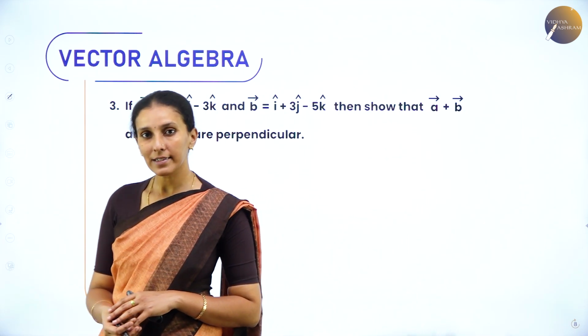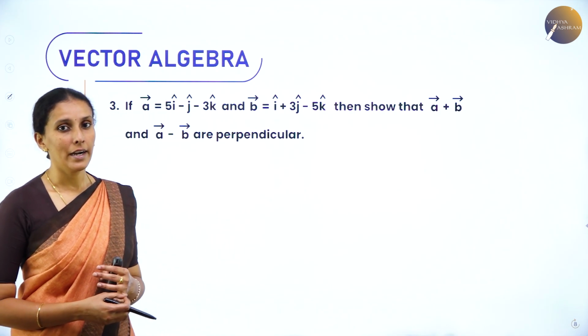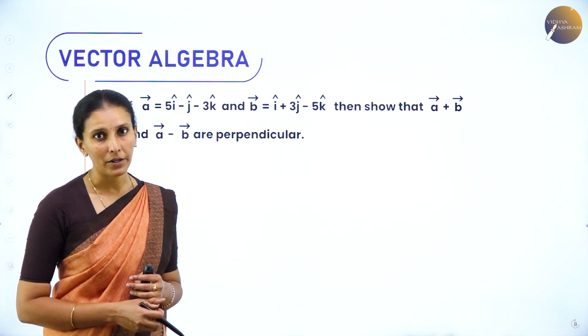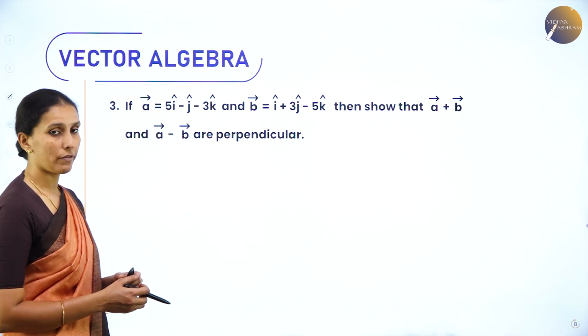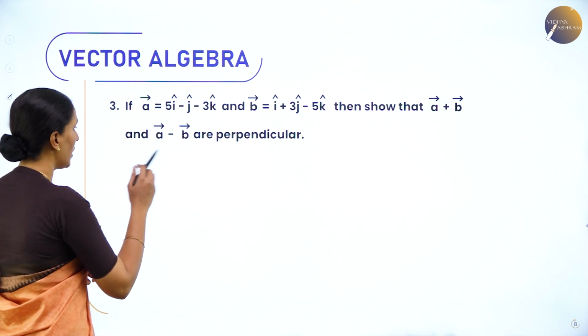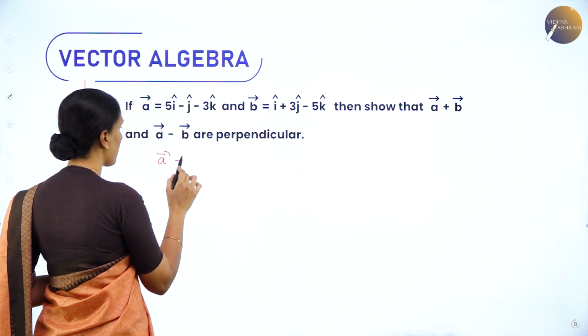Since we use cos theta in the dot product, and when theta is equal to pi by 2, the cos value is 0. So therefore, it is enough to show that the dot product of the vectors is equal to 0. Now let's find what is A plus B.